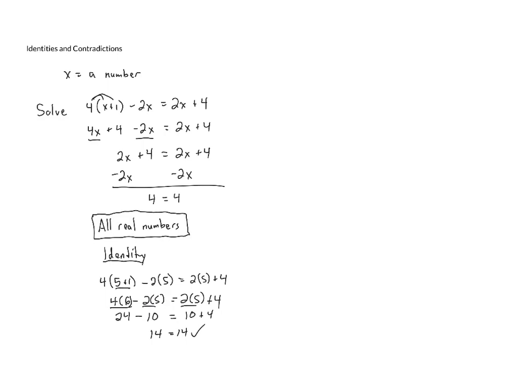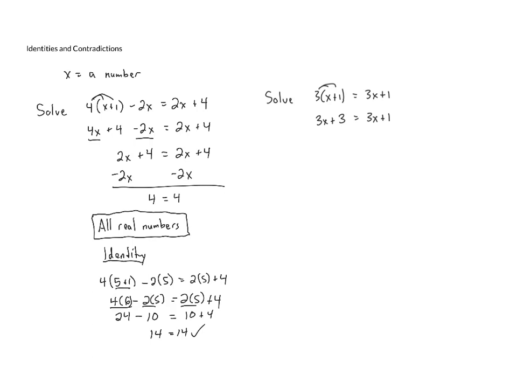All right, let's look at the other situation that can occur. This time, we're going to solve 3 times x plus 1 equals 3x plus 1. On the left, we can distribute that 3 to simplify the left-hand side. That gives us 3x plus 3. On the right, we have 3x plus 1.